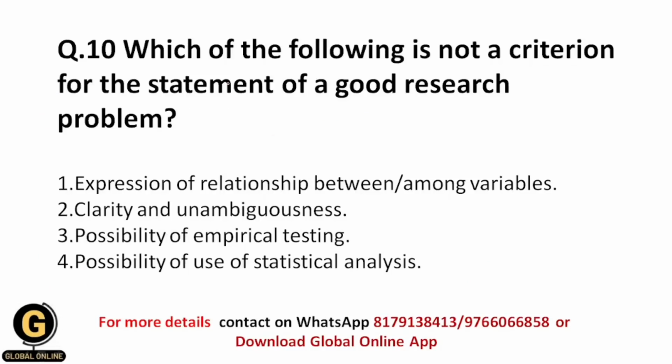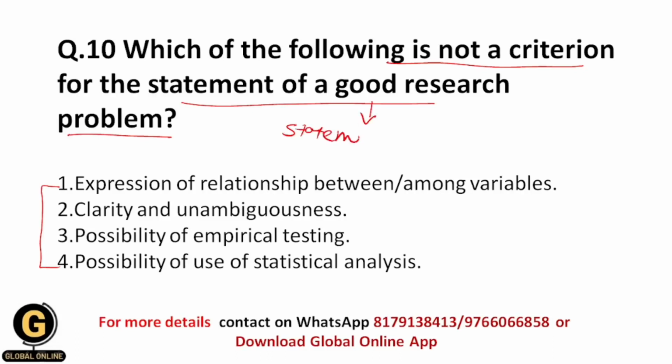Now here, in the last question of this video, which of the following is not a criterion for the statement of a good research problem? So from these statements, which is not a criterion for the statement of a good research problem? So what is a research problem? As we have seen, a research problem is a statement which comprises a question, and for that question we have to give answers.